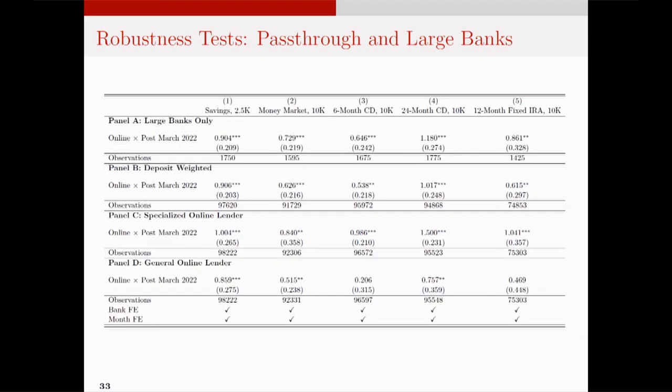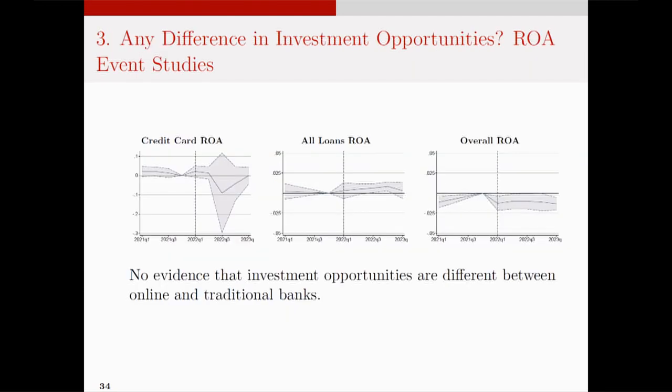Moving on, we do various robustness tests, because these banks are larger than other banks, they might be younger than other banks, and they might be offering higher rates to start with. So we match based on various characteristics that we talked about, and the results remain robust. We also run tests to see whether there's any difference in investment opportunities around that time that could be driving the differences between online banks and traditional banks.